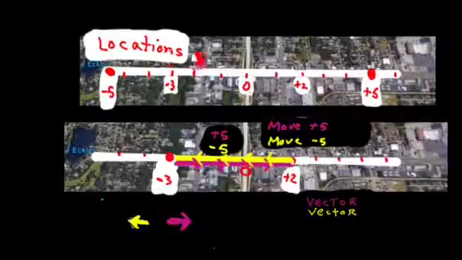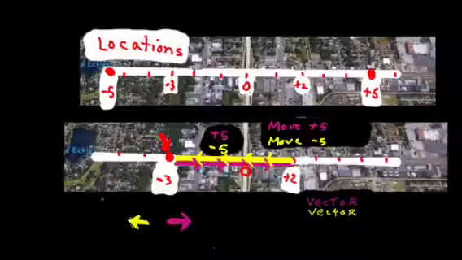So the positive and negative numbers can be used to define a location, which you may have already known. The picture below is going to introduce the concept of vectors. Vectors are used to give instructions on how to get from one location to another.